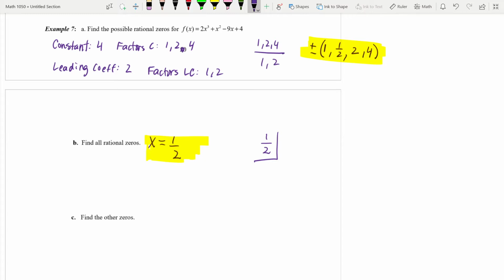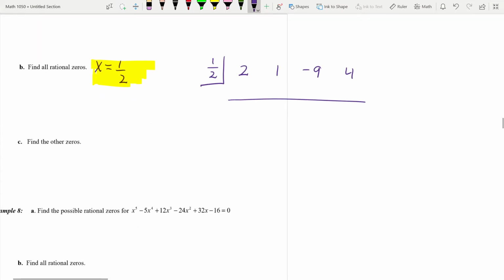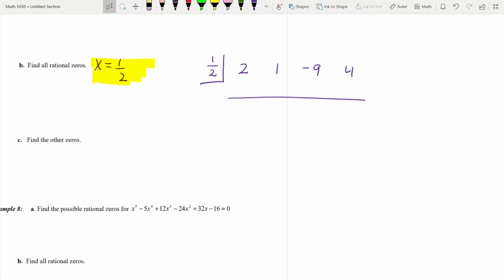3, 2, 1, constant, I'm not missing anything. So I have a 2, a 1, a -9, and a 4. For about the 4th time, what's going to happen right here? No remainder, right? 2 comes down. Multiplying by 1/2 is not scary. Multiplying by 1/2 is the same thing as dividing by 2. So 2 divided by 2 is 1.